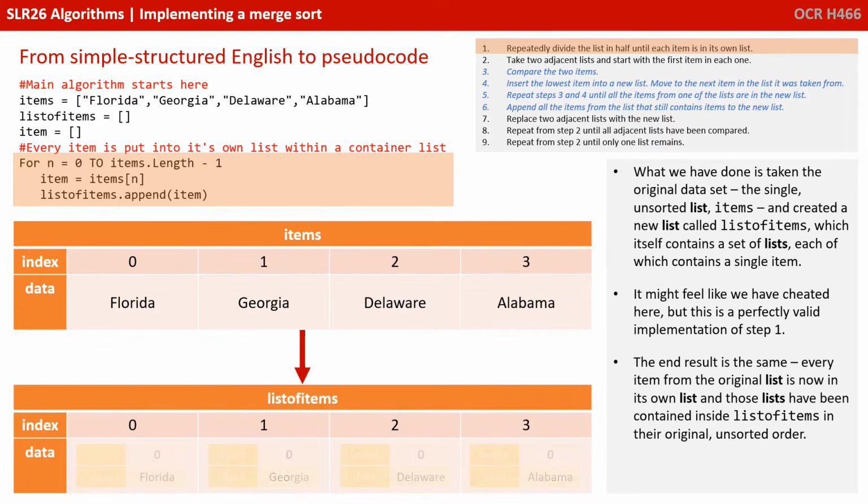What we've effectively done is taken the original dataset, the single unsorted list items, and created a new list called list of items, which itself contains a set of lists, each of which contain a single item. Now it might feel like we've cheated a bit here, but this is a perfectly valid way of implementing step 1 from our structured English. The end result is the same. Every item from the original list is now in its own list, and those lists have been contained inside list of items in their original unsorted order.